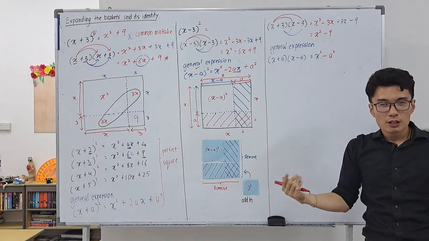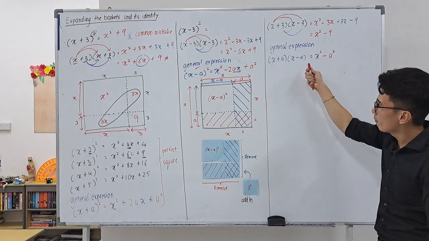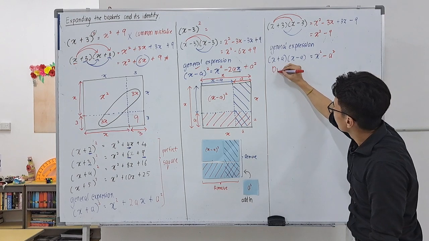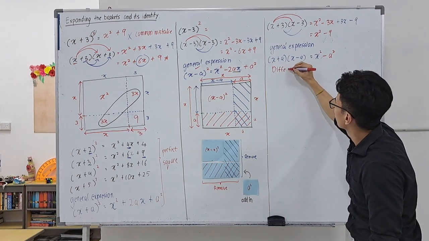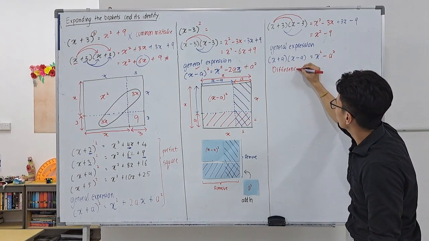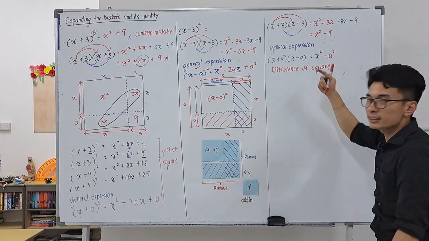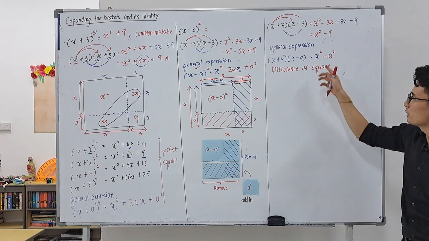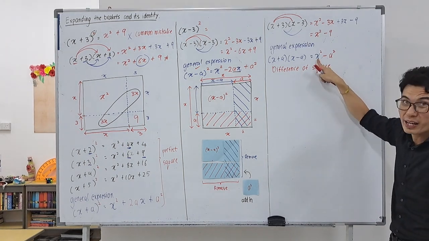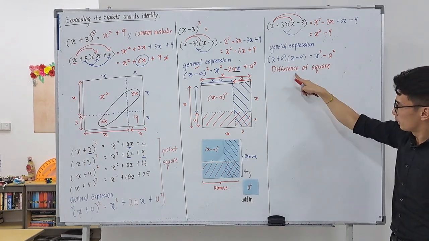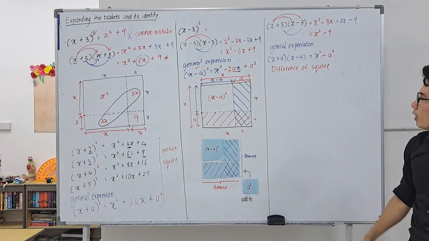Make sense? Because of that, the name of this expression is literally called the difference of squares. It's a very literal explanation. I have a square and I take away another square. It's the difference of squares. That's the name.